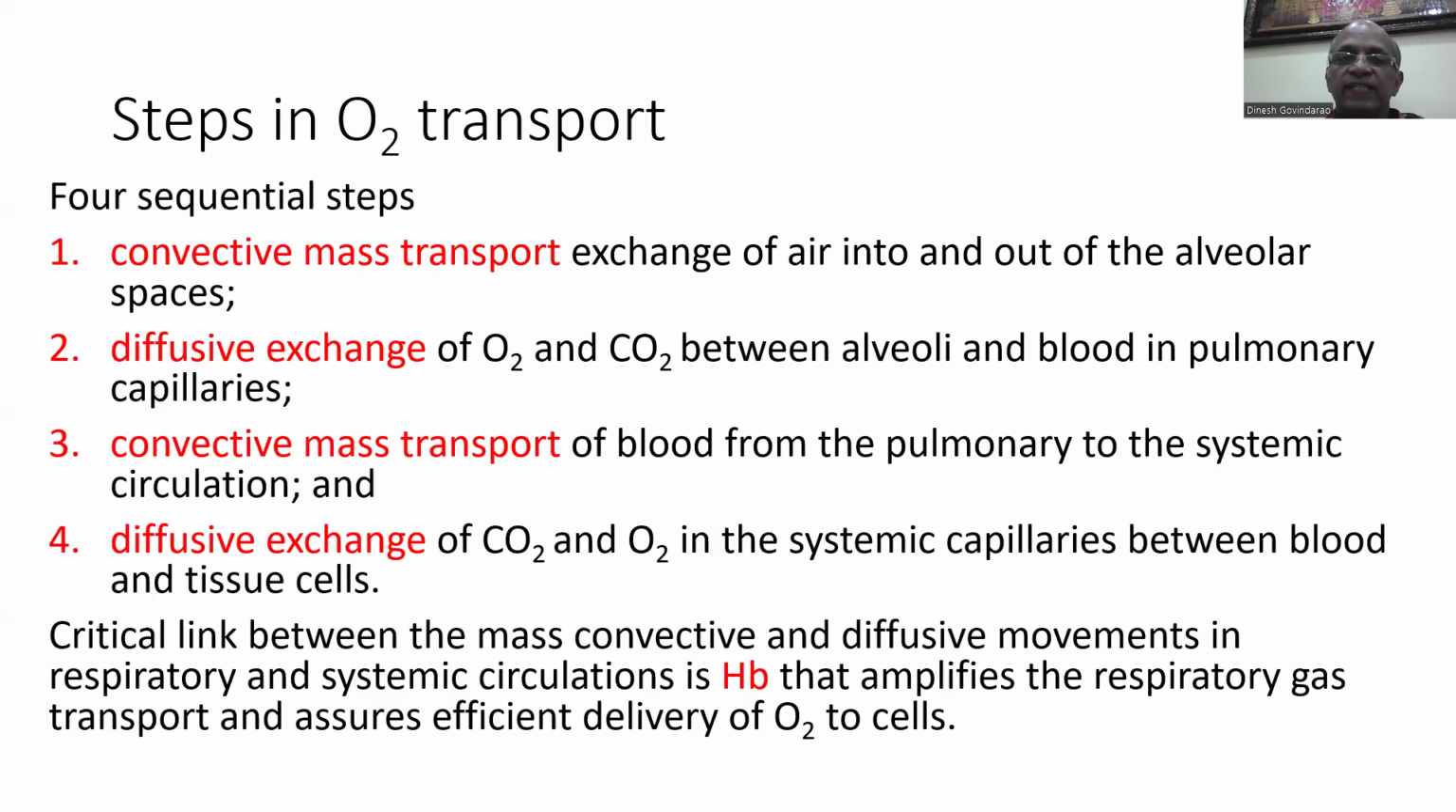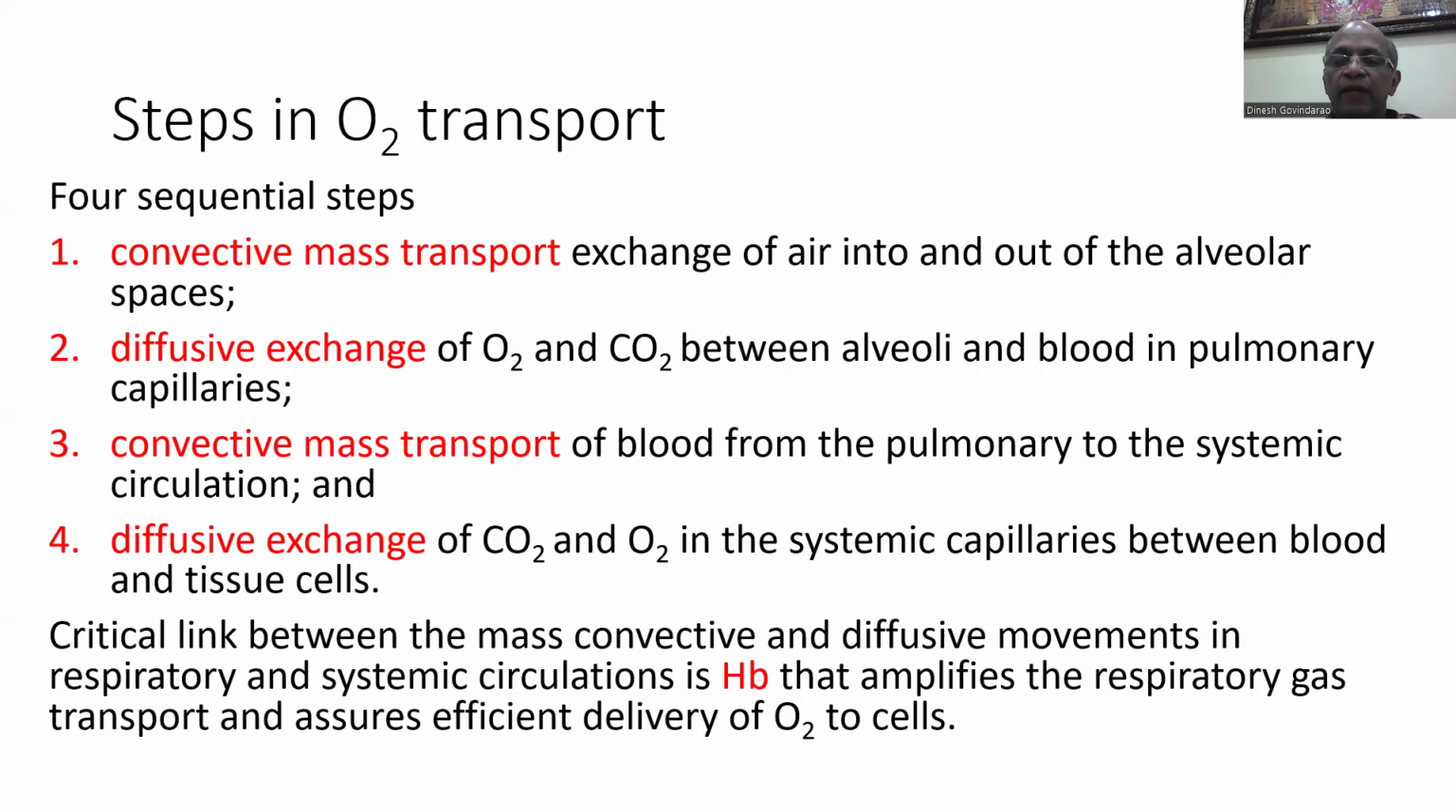The four sequential steps in the oxygen transport are the convective mass transport, exchange of air into and out of the alveolar spaces, and the diffusive exchange of oxygen and carbon dioxide between the alveoli and blood in the pulmonary capillaries, the convective mass transport again of blood from the pulmonary to the systemic circulation, and the diffusive exchange of carbon dioxide and oxygen in the systemic capillaries between blood and the tissue cells.